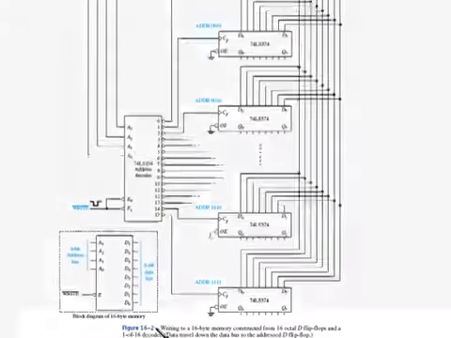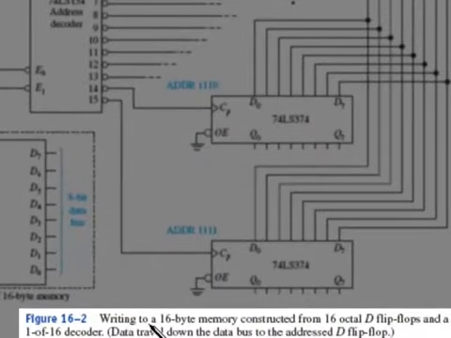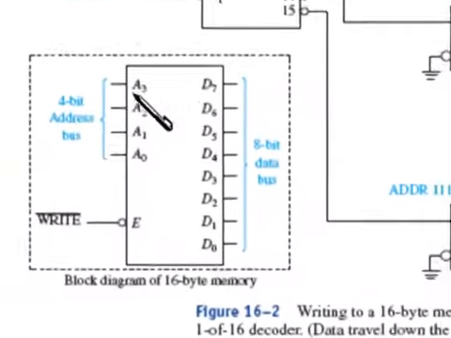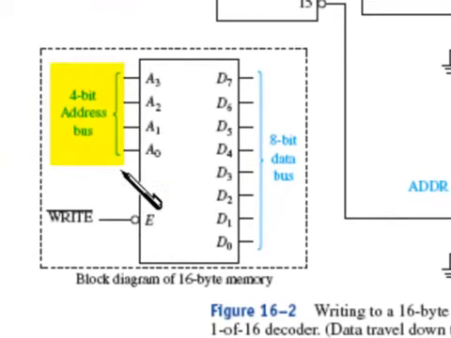So in figure 16-2, I'm going to show you how to write data to a 16 byte memory constructed from 16 octal D flip-flops and a 1 of 16 decoder. The data is going to travel down the data bus to the addressed D flip-flop. First of all, the block diagram looks like this. We've got a 4-bit address that can be 0000 all the way up through 1111. This is going to select the internal contents, and once they're selected, when you pulse the write line by dropping this low momentarily, the information that's on the data bus will travel to the left into the D cells.